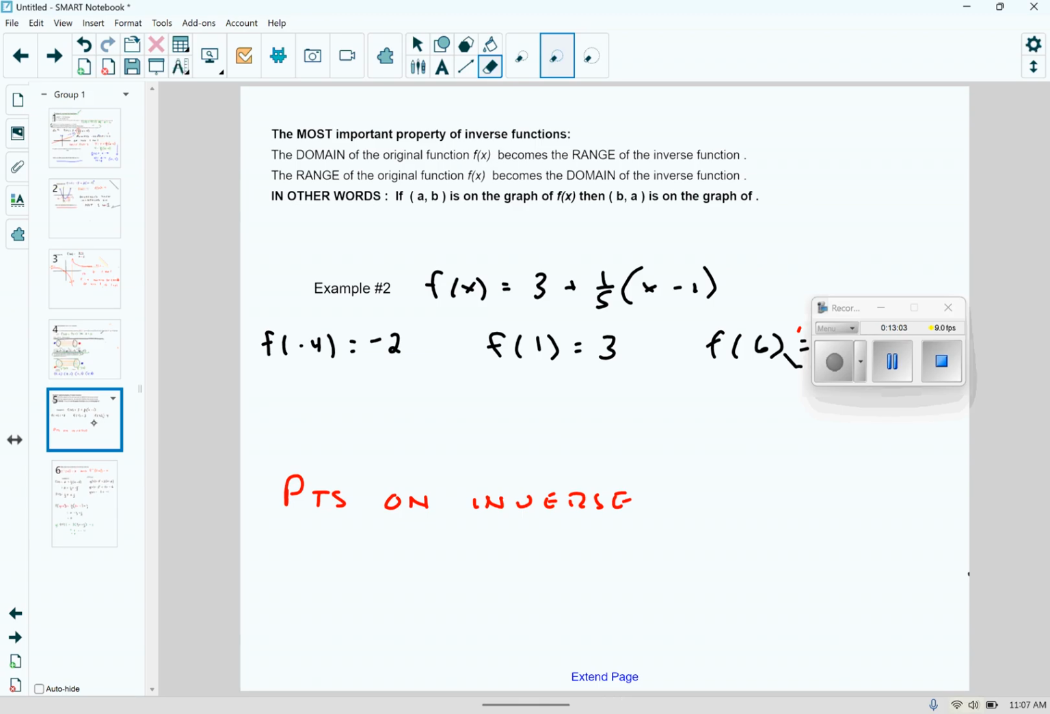More importantly, how these properties are important. It's a funny statement for inverse functions. The domain of the original becomes the range of the inverse. The range of the original becomes the domain of the inverse. Very simply put, if (a, b) is on the graph of f, then (b, a) is on the graph of f inverse.